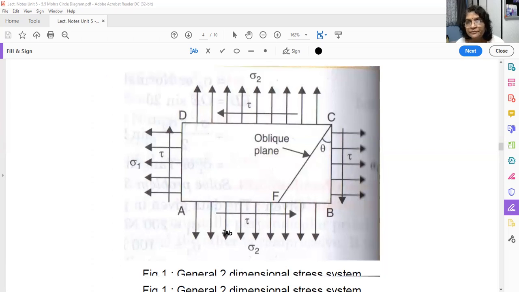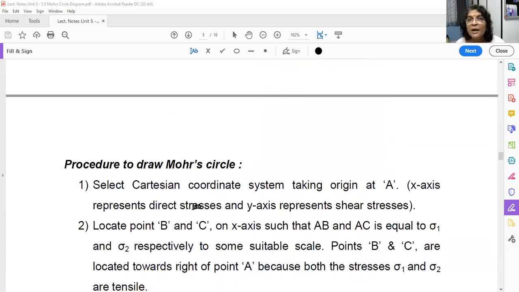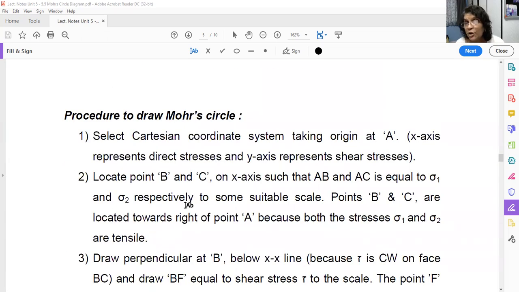Okay, so let us see how to draw the Mohr circle. It's a very interesting procedure. First, select a Cartesian coordinate system. And listen, this procedure is common for every problem. So once you understand this procedure, you will be able to solve any problem. Select a Cartesian coordinate system taking origin at A.